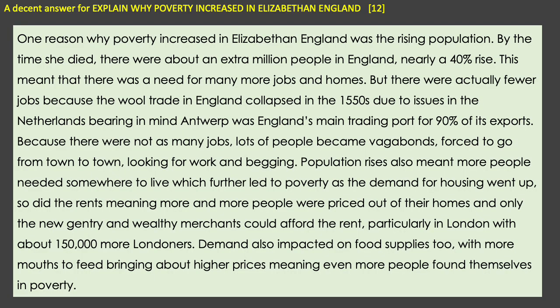So here on the screen you're going to see 3 paragraphs that could be a decent answer to explain why poverty increased. Paragraph 1, we're going to go with the point hopefully is easy to see. One reason why poverty increased in Elizabethan England was the rising population.